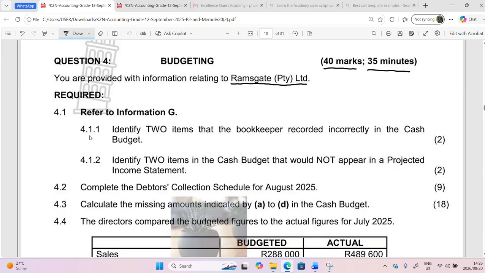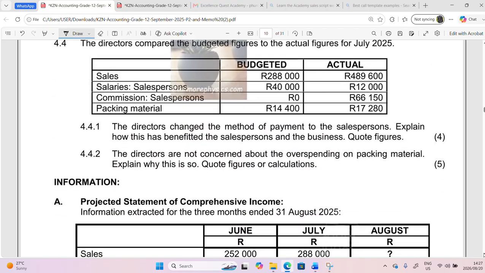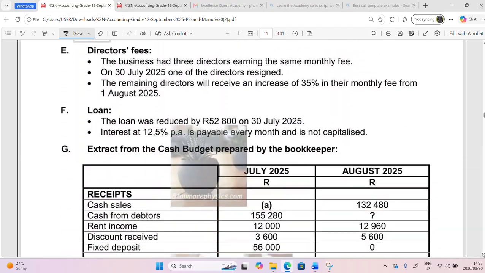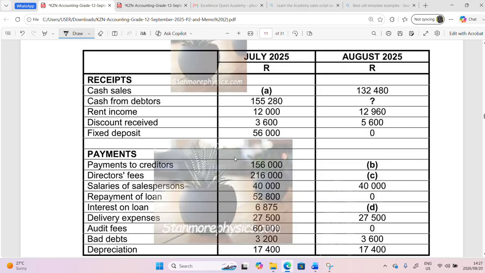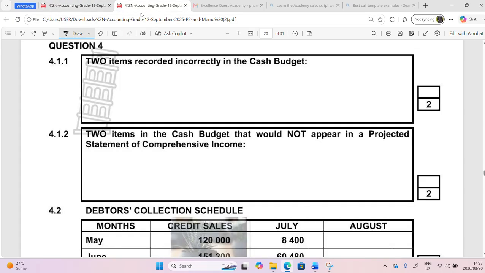So 4.1.1, we need to identify two items that the bookkeeper recorded incorrectly in the cash budget. So we need to go and check the cash budget, identify items that were not supposed to be recorded. So let's go to information G. Information G, guys, the cash budget. Look on the cash budget, we are seeing discount received. It was not supposed to be there. Bad debts and depreciation there at the bottom. Those items were not supposed to be recorded. All right, so you just identify those items.